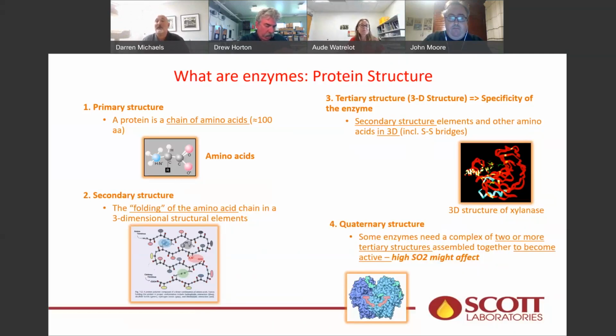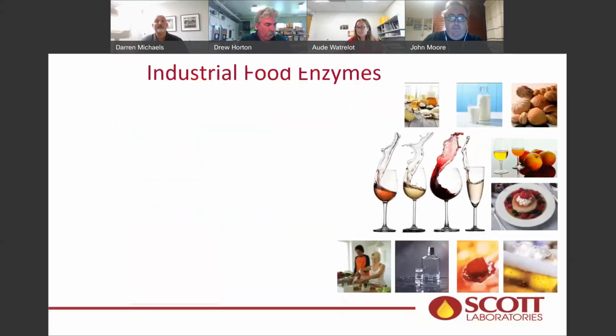It matters for us because it also affects its efficacy. So bentonite, for instance, affects the tertiary structure of an enzyme. It doesn't remove it, but it does affect its activity. And something like high SO2 might affect the quaternary structure of an enzyme.